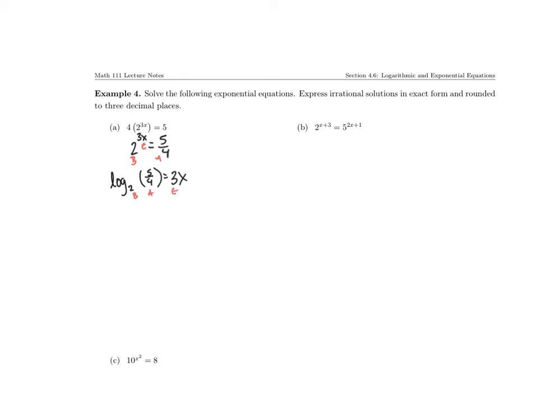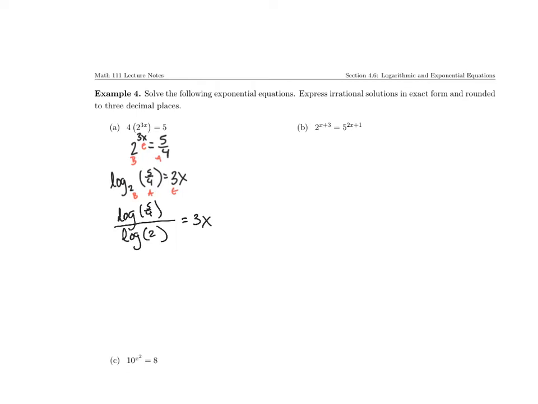And then from here, I notice that this is a base of 2, and my calculator doesn't know how to plug that in, so I'm going to use my change of base formula that we learned in the last video that says that we can do log of 5 over 4, or log of our argument, divided by log of what was originally a base, but now is our new argument. And that's going to be equal to 3x.